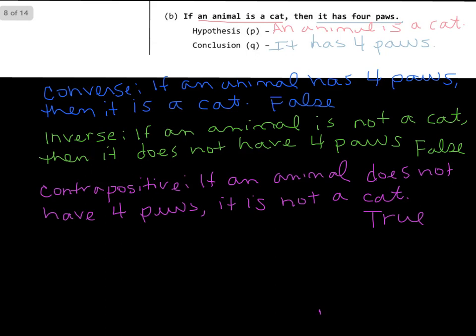My inverse statement, remember on that one, you basically go back to your original, so the order is still P Q, but you use the word not. If an animal is not a cat, then it does not have 4 paws, is also false. My contrapositive, so on this one, P and Q are switched, and we include the word not. So if an animal does not have 4 paws, then it is not a cat is actually true.